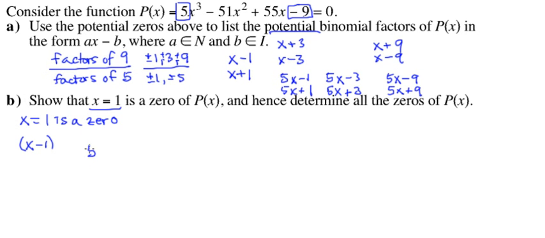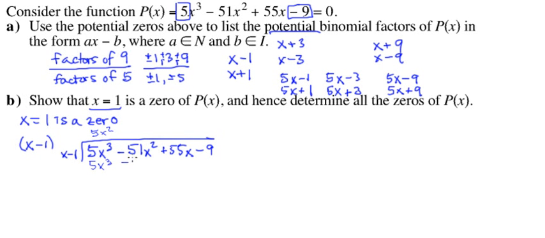If we have 5x cubed minus 51x squared plus 55x minus 9, and we're dividing that by x minus 1. Let's see. X goes into 5x cubed, 5x squared times. 5x squared times this gives 5x cubed minus 5x squared. Those cancel completely. Minus 51 minus minus 5 is minus 46x squared.